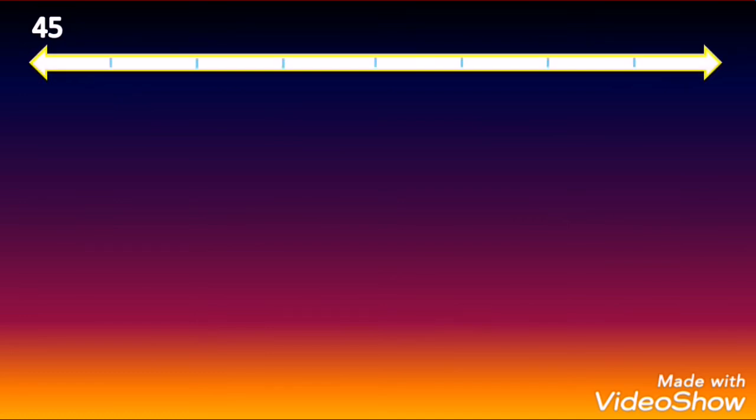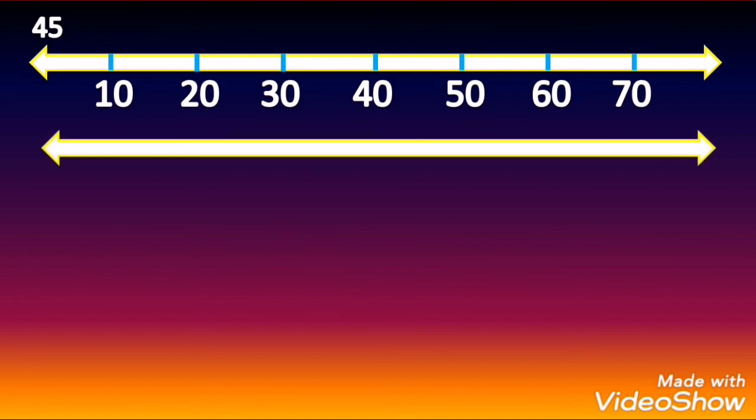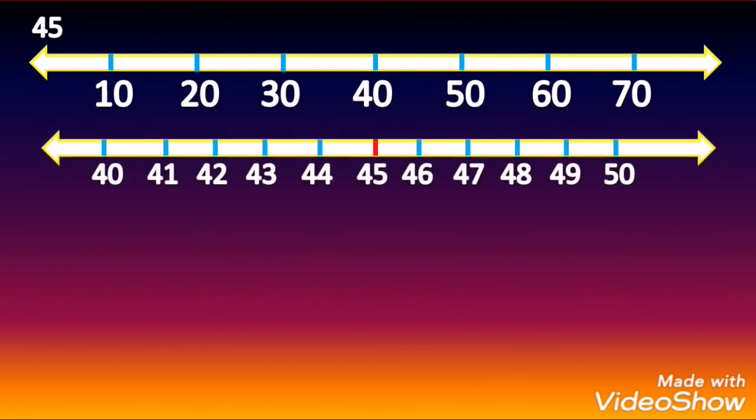Now let us round the number 45. First let us write the multiples. Look at the multiples. You know 45 lies between 40 and 50, somewhere in the middle of 40 and 50. Now let us represent this on the number line. You can see 45 is exactly on the midpoint.